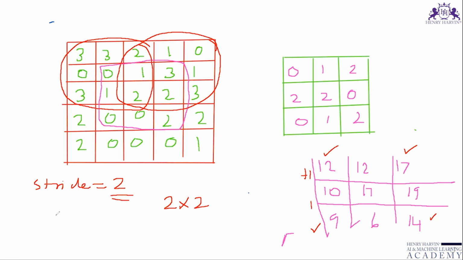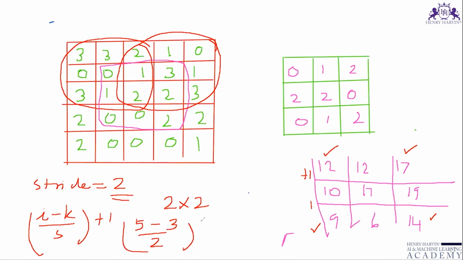What is the formula now? (I minus k) divided by s, plus 1. What is the input? 5 minus 3, divided by stride 2, plus 1. So 2 by 2 plus 1, which means 1 plus 1, which is equal to 2. It's clear, right?